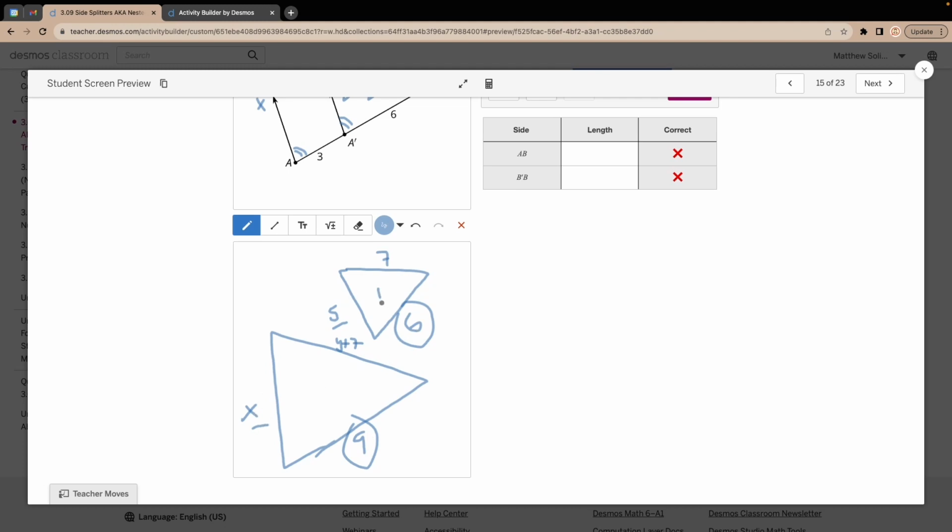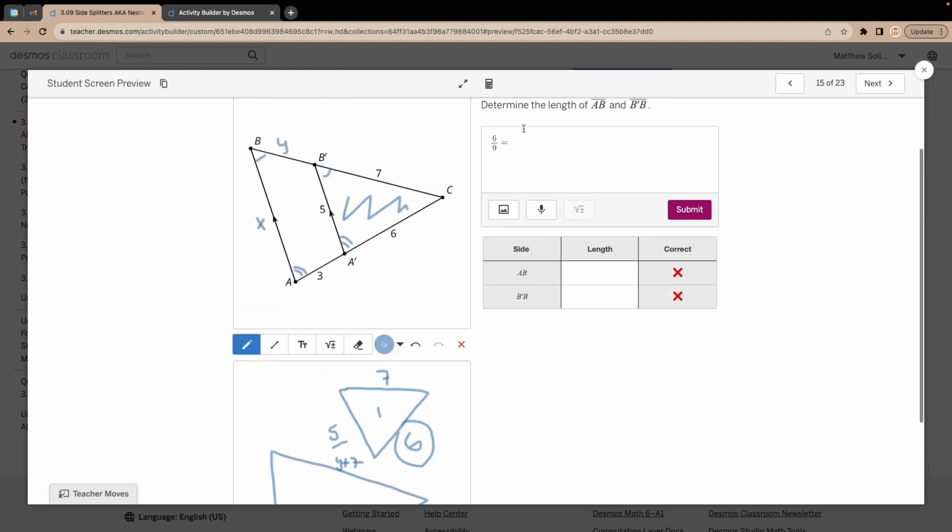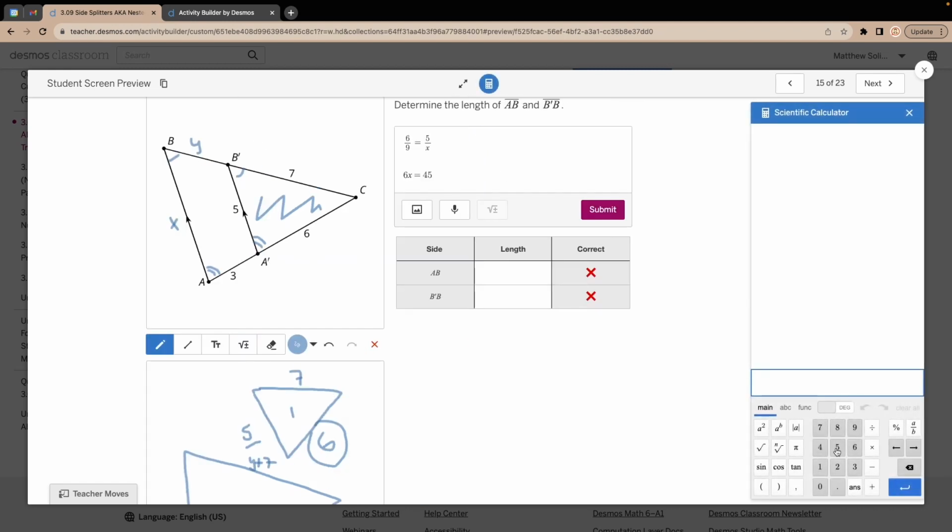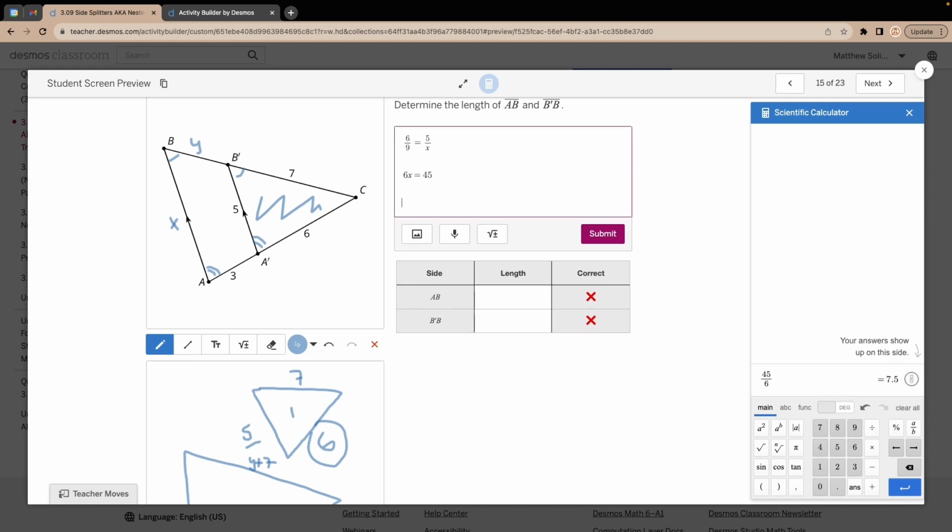We got to go the same way. If I start with this triangle, I got to go to this triangle. So 6 over 9, 5 over x. Set up that proportion because these are similar triangles. Then I could cross multiply and solve. 6x equals 45. If I divide 45 divided by 6, let's see what we get. 7.5. So that missing side was 7.5.